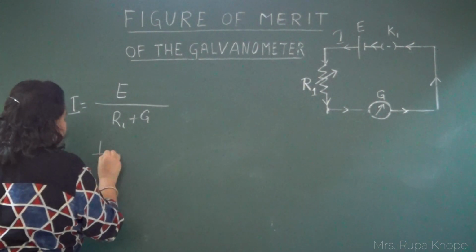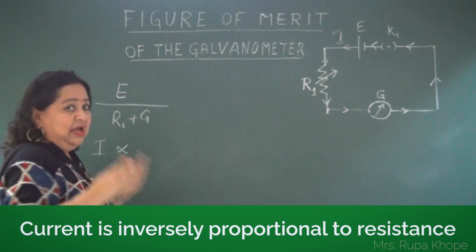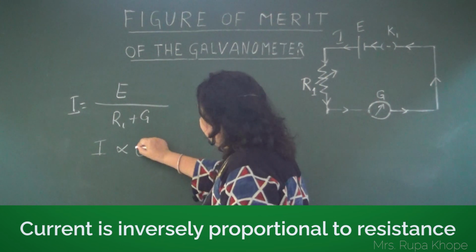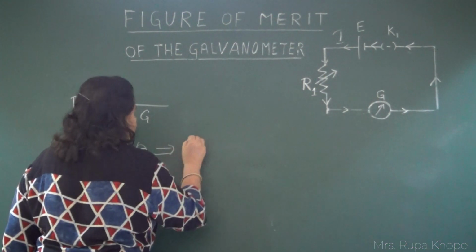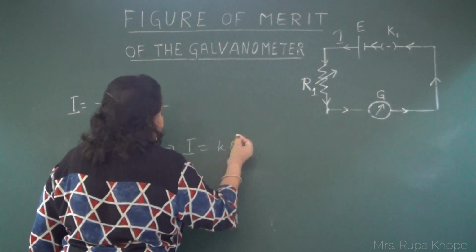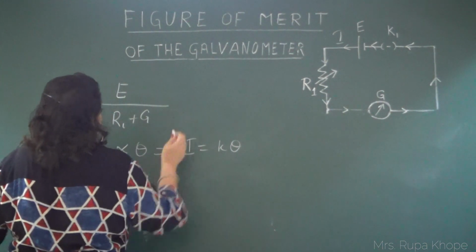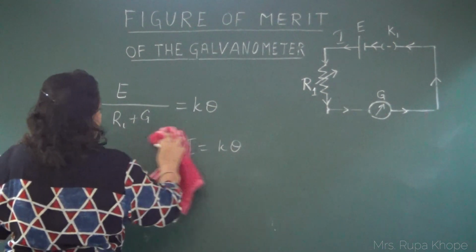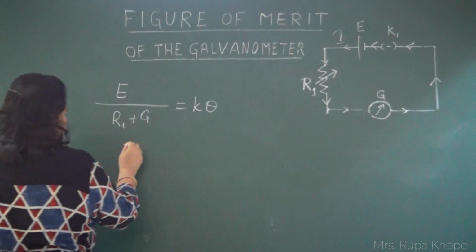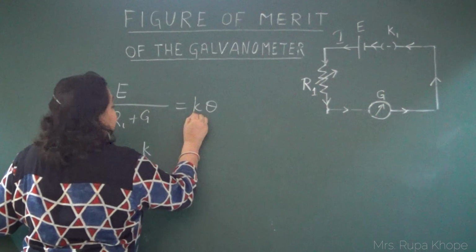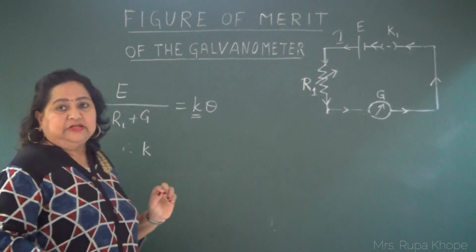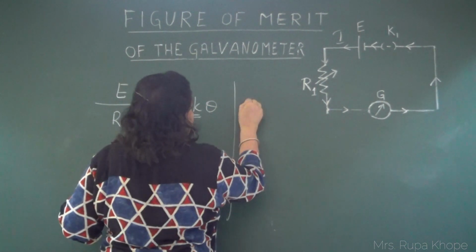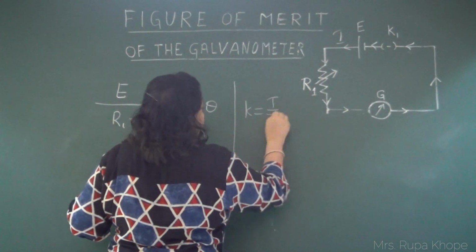Now, we also know that current in the galvanometer which is flowing is directly proportional to the division, that is theta. This means current is equal to K theta. So I write here E upon R plus G is equal to K into theta. Therefore, this K is a constant, which is called the figure of merit. So K is equal to current upon theta.